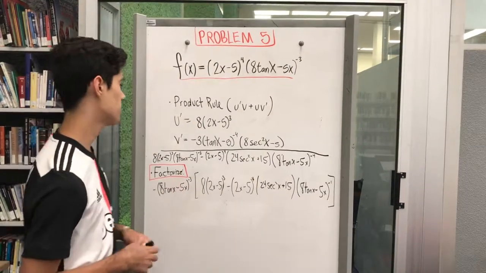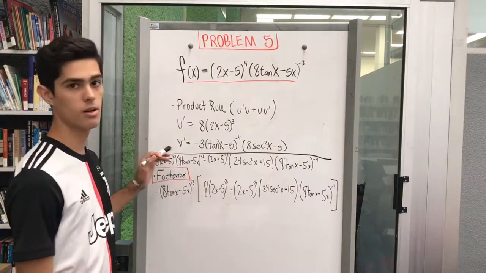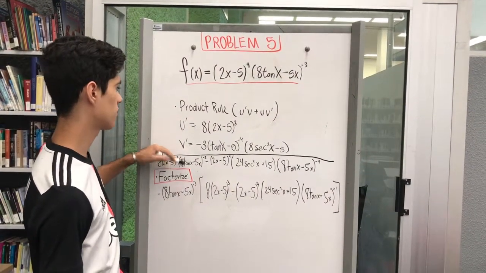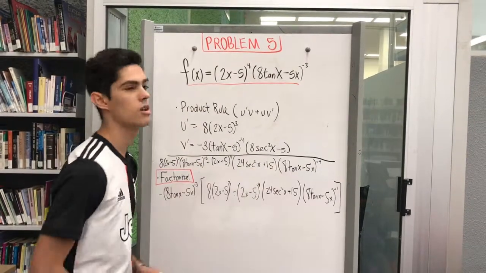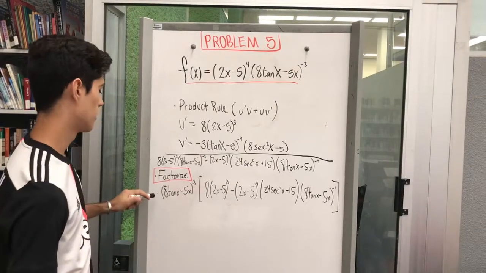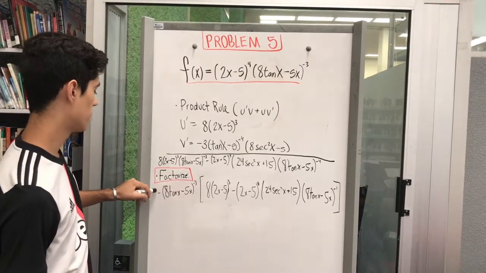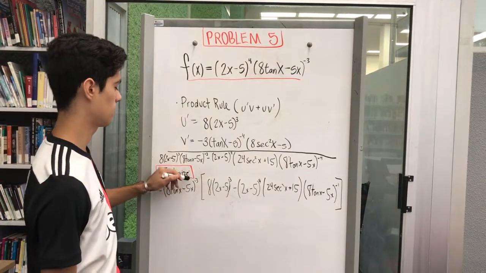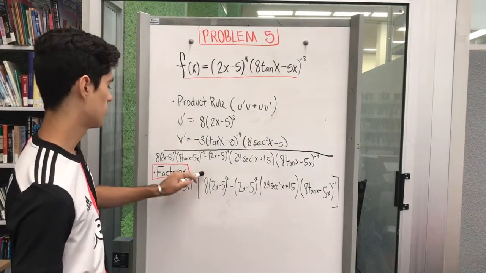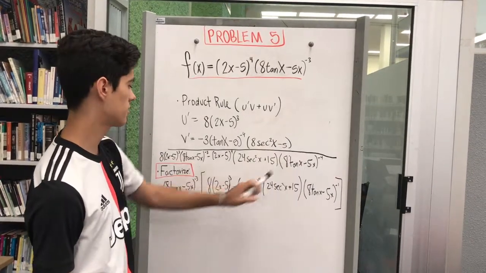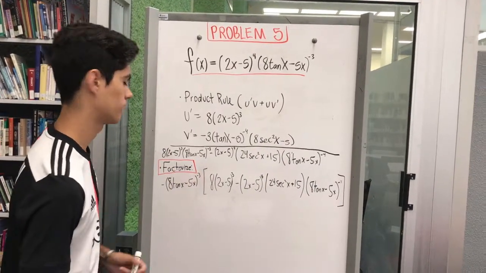Okay, so the next step is to set everything up following the product rule. Here we have the first section of the product rule, and here we have the second one. Then we need to factorize to simplify the problem more. Here we separated minus x tan x minus 5x to the power of negative 3. And then we put some brackets to factorize this tan and this tan.